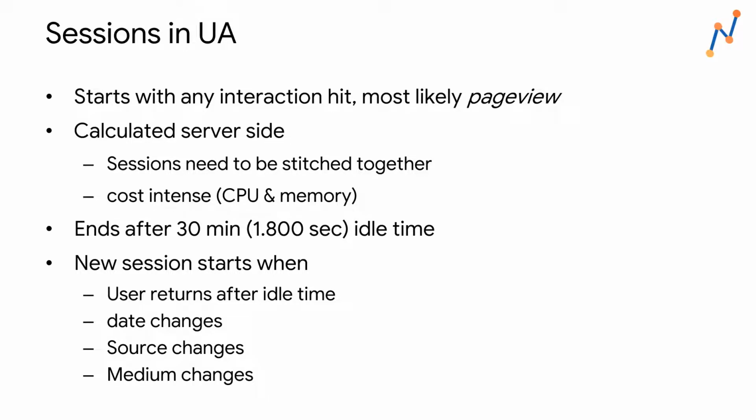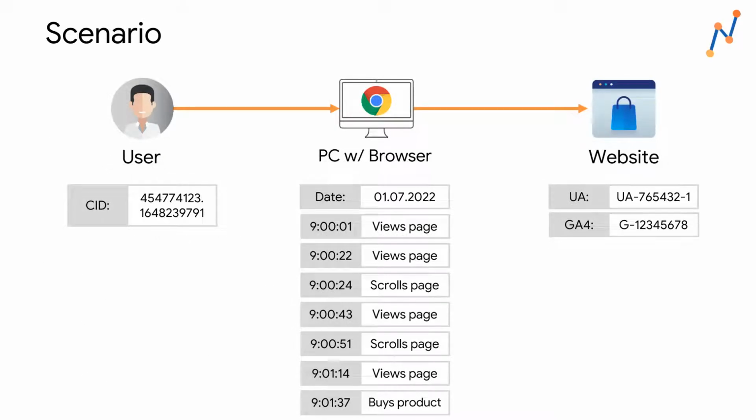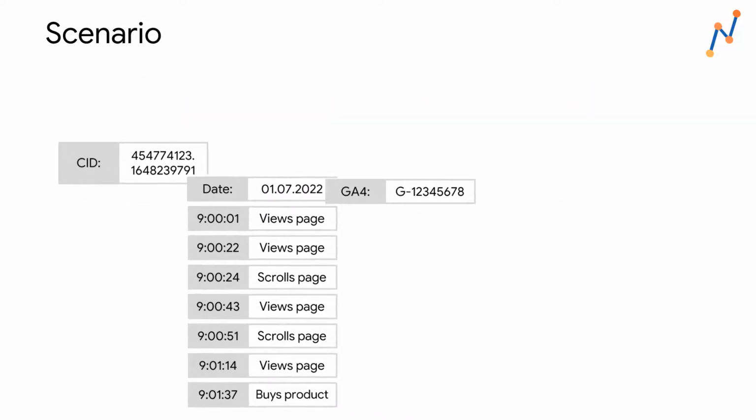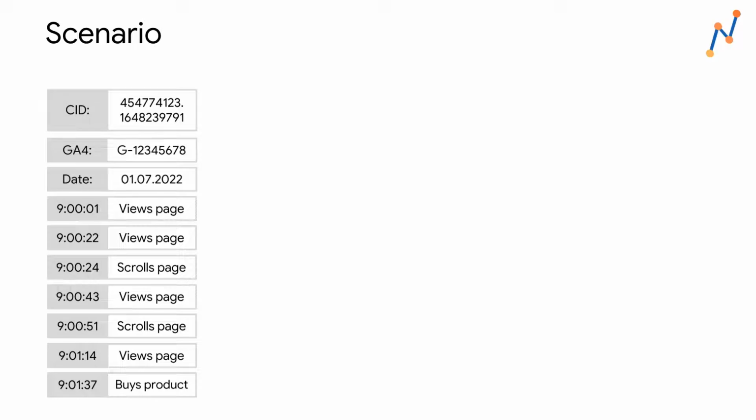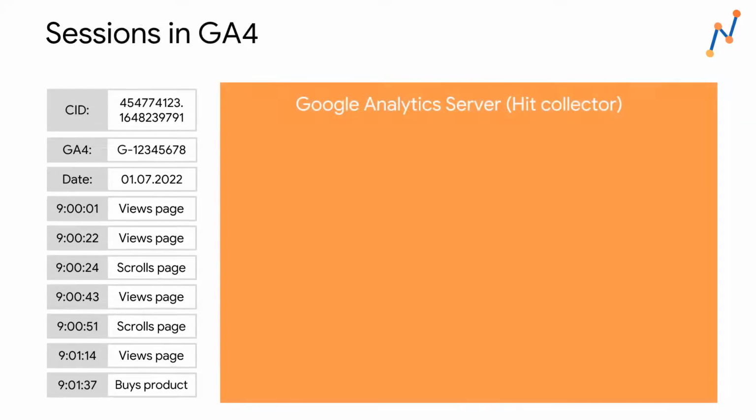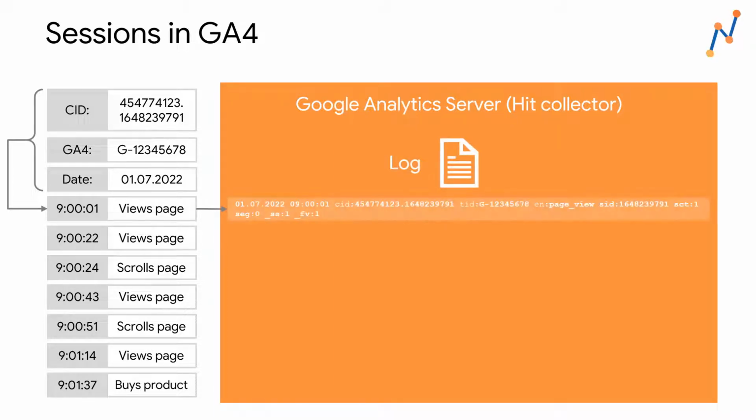Now let's see how GA4 is taking care of sessions. So coming back to the scenario, how is this user's behavior going to be processed in GA4? Well, also here, client ID, measurement ID, and date will be sent together with time and hit to the Google Analytics hit collector. Also here, the data sent will be stored in the log file.